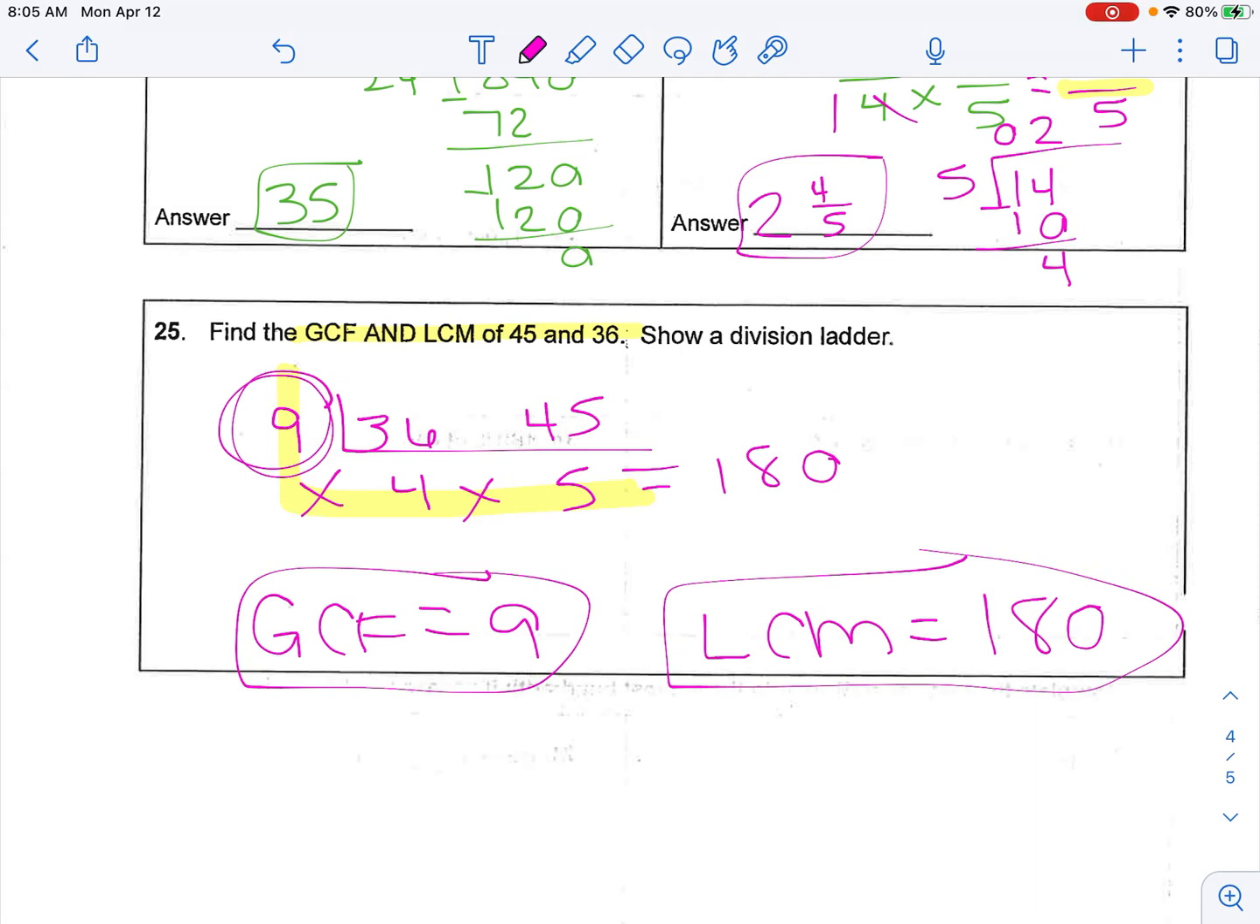All right, remember to bring all of your notes and your calculator and your conversion sheet for your test. You are allowed to use all of that.